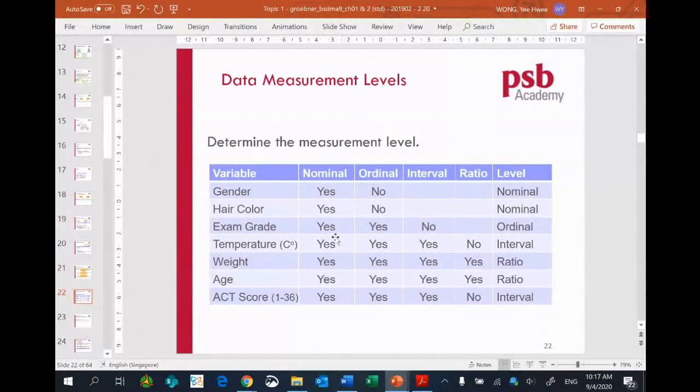That's why you see there's a lot of yes, yes, yes, until you find a no. Then it's stuck here, interval. Yes, yes, yes, it's stuck here, so it's ordinal. Yes, yes, yes, yes, then it's ratio. Up to here, then it's interval.